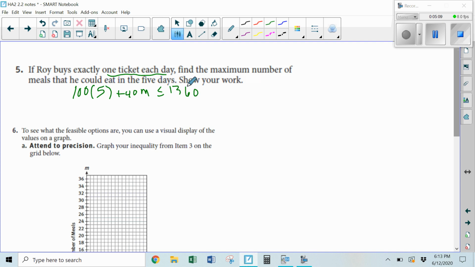Go ahead and solve that on your own, see what you get. After pausing it, you should get 21.5. So round up or down? Well, he doesn't have enough for 22 meals. He has enough for 21.5 meals, so he can purchase at most 21 meals is how you want to show your final work there.